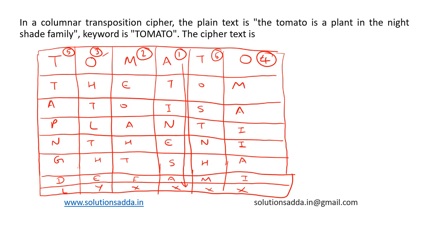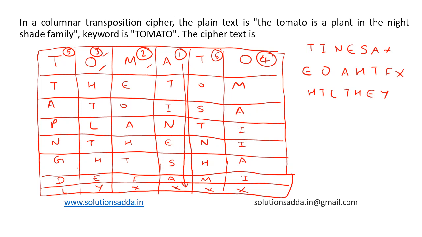So the first ciphertext would be T I N E S A X. This would be the first cipher. Now the next one would be based on M. That is E O A H T F X. Next one would be this one. That is H T L T H E Y.